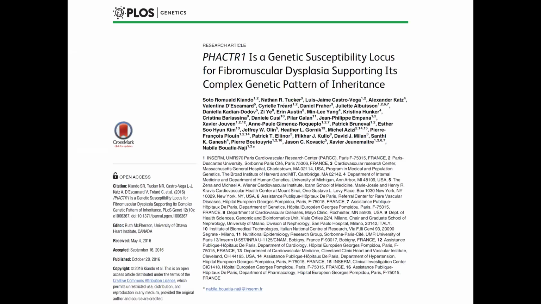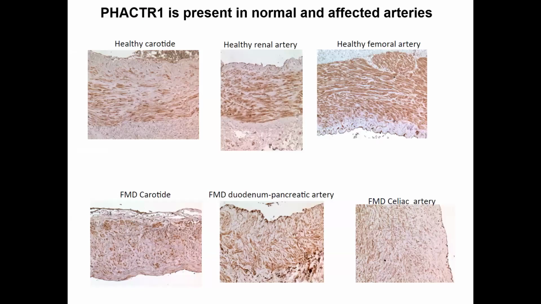I wanted to show you this important study that we published about 10 years ago with a lot of collaborators. And this was the first robust genetic paper on either FMD or SCAD. In this paper, we found that this gene, PHACTR1, was linked to FMD. And you can see here in some of the really nice pictures that we found that PHACTR1 is expressed. You can see it there as that dark brown color in the vessel wall, and these are the carotid, renal, femoral arteries. You can see this nice brown expression of PHACTR1 in the vessel wall.